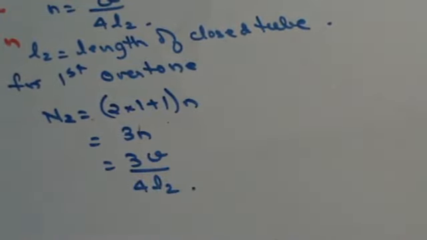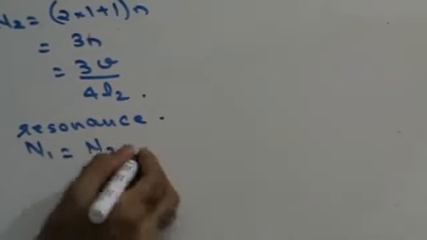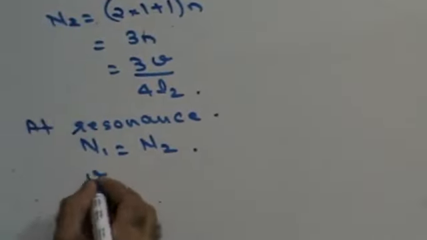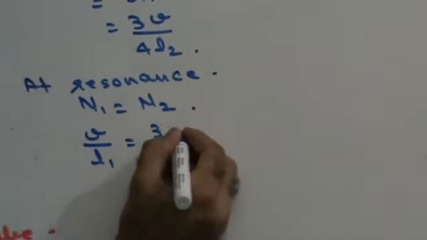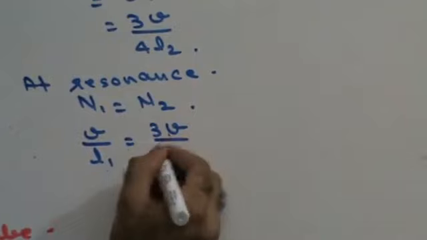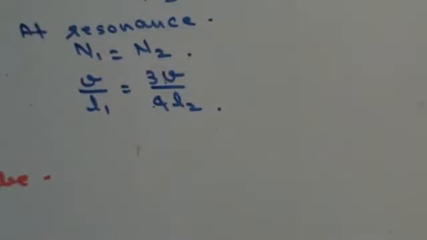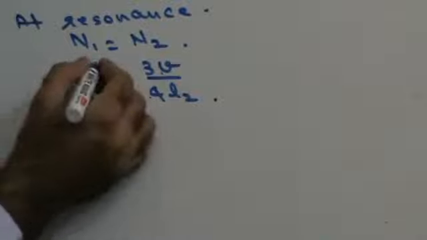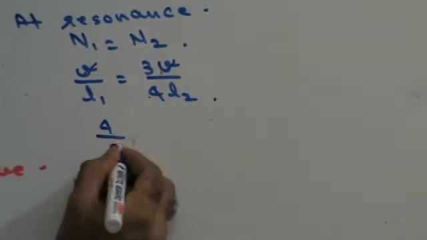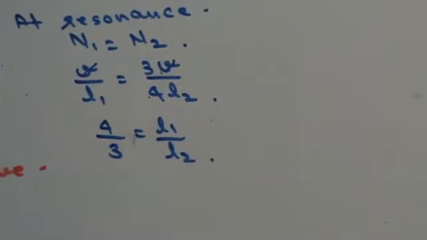Now since the open pipe and the closed pipe are at resonance with a tuning fork, that means at resonance N1 will be equal to N2. N1 we already found out as V upon L1. N2 is 3V upon 4L2. You can find out the value of L1 upon L2 here. V and V will get cancelled, so you will get 4 upon 3 is L1 upon L2. That will be the ratio of the lengths of the open tube and the closed tube. Next, take down next one please.